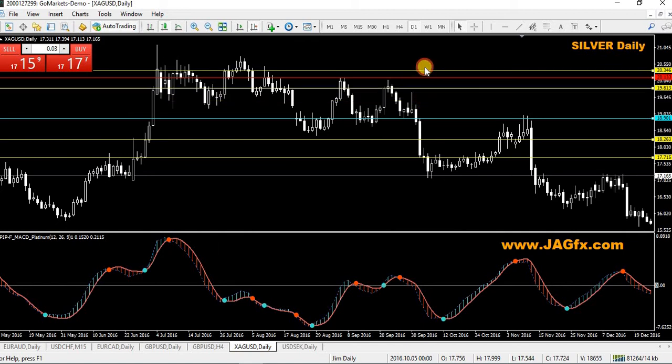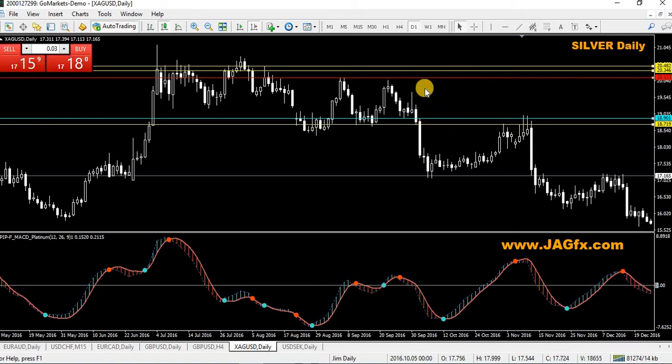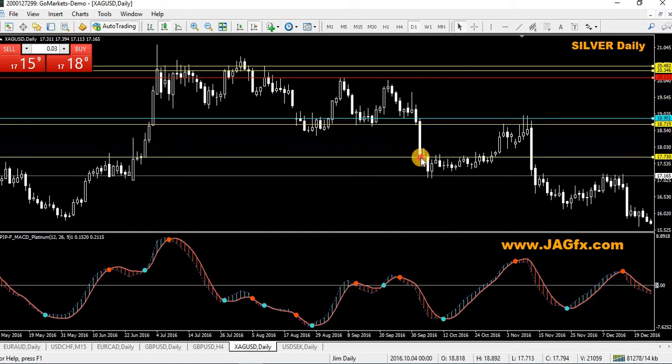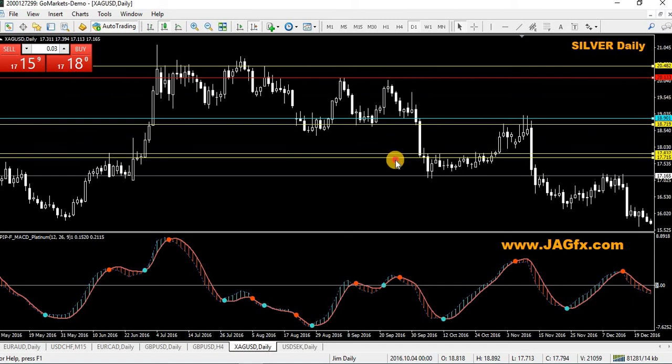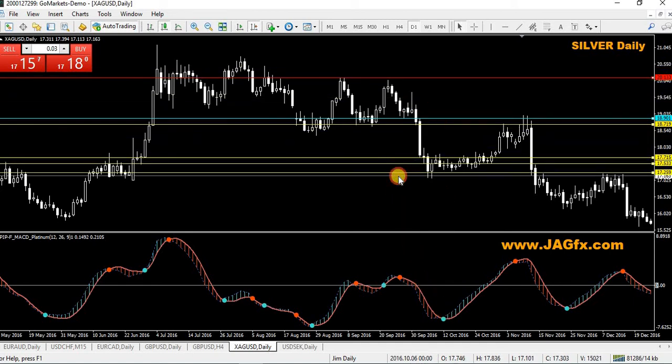These three yellow lines are out of play. Sorry, that's our entry point. So there's a risk between our red and our blue. Now we're in a trade, you can see what's happening here. Going down, MACD's going down below the zero level.